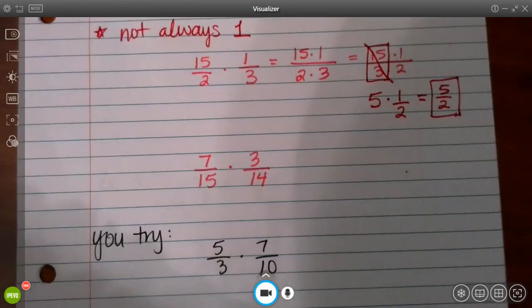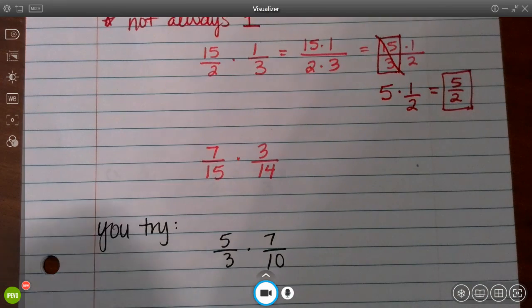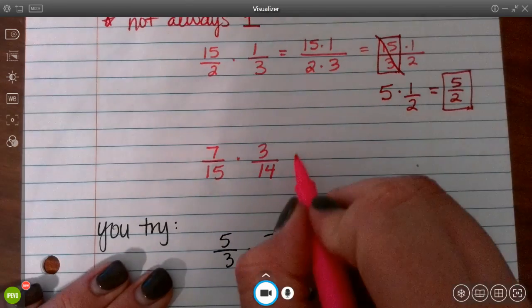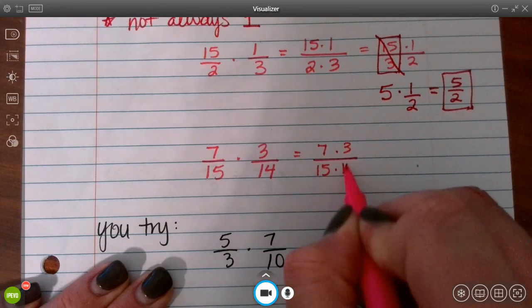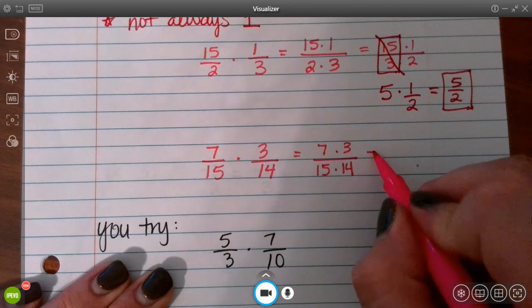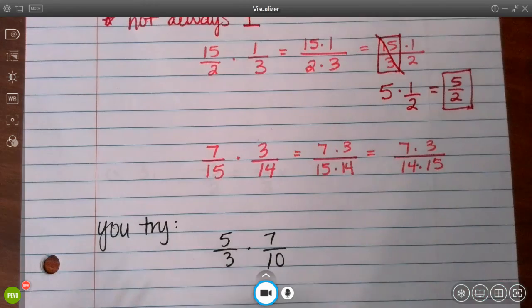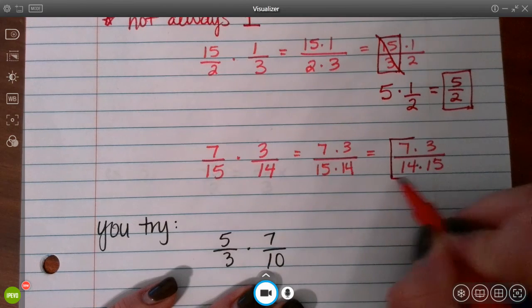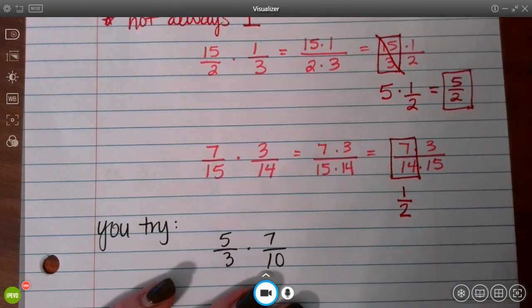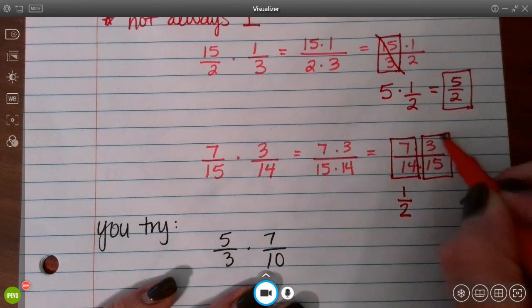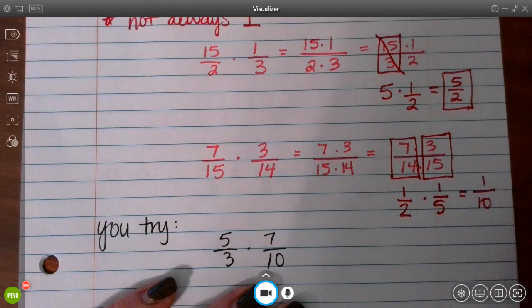Similarly, when we multiply 7/15 times 3/14, we'll see this happen twice. 7 times 3, 15 times 14, or when I rewrite them, 7 times 3, 14 times 15. And you'll notice that if we were to do 7 over 14, that's the same thing as 1/2. And if we did 3 over 15, that's the same thing as 1/5. So when we multiply them, we get 1/10.